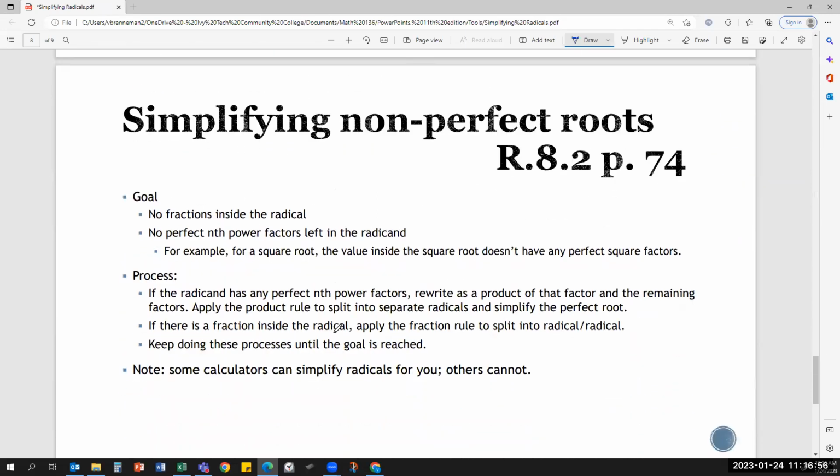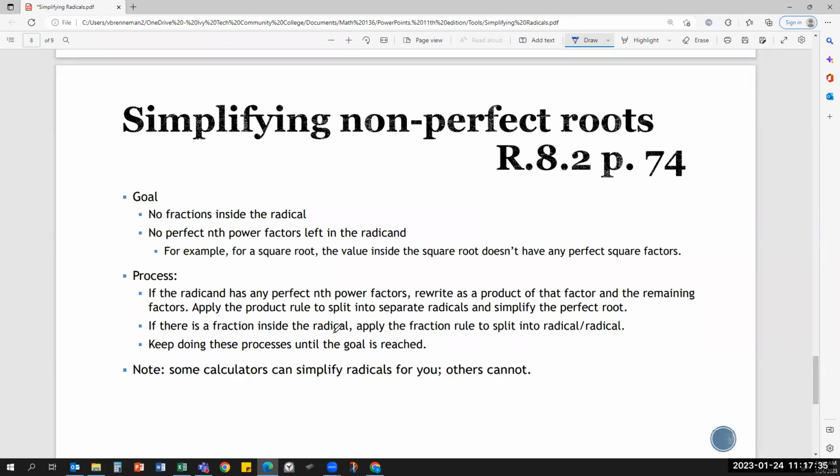All right, so simplifying non-perfect roots, the goal is we don't want any fractions left inside the radical, and we don't want any perfect nth powers left in what's inside of the root. So if it's a square root, we don't want any perfect square factors of what's inside of that, etc. So looking at what's inside of the radical, you can rewrite that as a product of the perfect power times whatever's left, and then you can split that up into 2 radicals and simplify the one that can simplify, and then you have whatever's left.